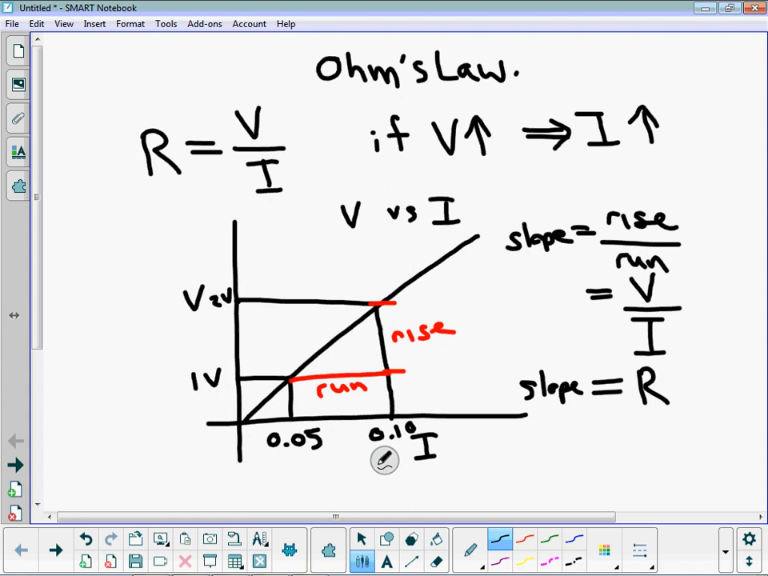Okay? In this case, the rise goes from 1 up to 2. So how high did it rise? If it starts at 1 and goes up to 2, how high did it rise in that segment, Jay? It moved up by 1 volt. The run started at 0.05 and moved up to 0.1. How much did it run?